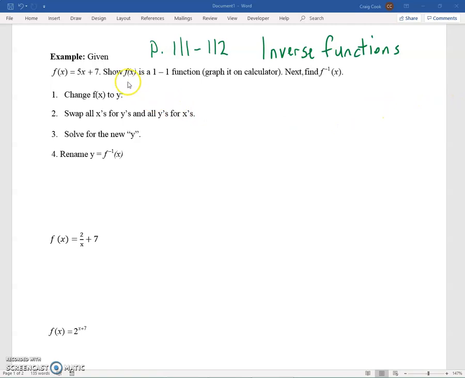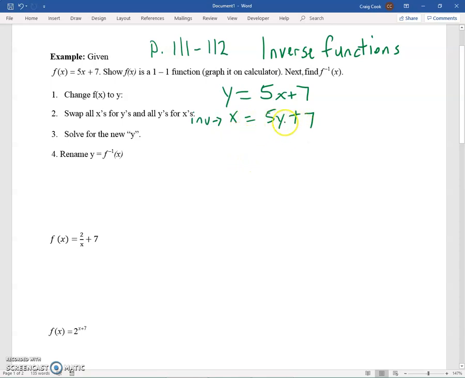So here's the process to find the inverse of any function. So we have f of x equals 5x plus 7. You change f of x to y. So you have y equals 5x plus 7. Then you swap the x's for your y's. So x will equal 5y plus 7. And this is finding the inverse. And you solve for y now.